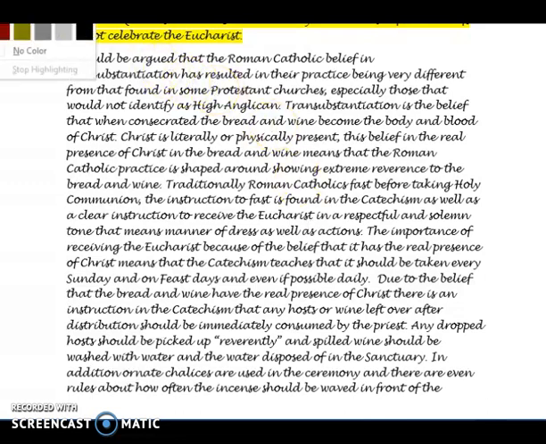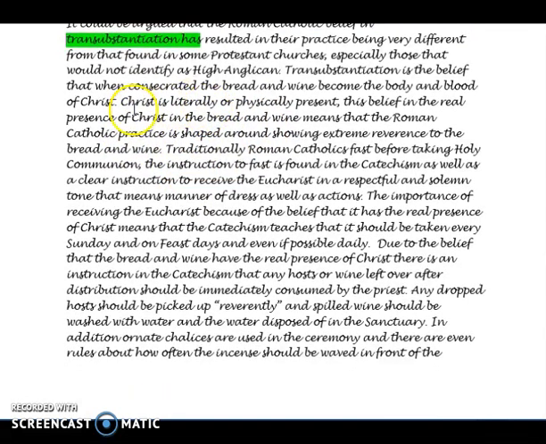So my first key term that I am using is transubstantiation, and I'm saying because Roman Catholics believe in transubstantiation, they celebrate the Eucharist in a particular way. And so, for example, they think that the bread and wine have a real presence. That's a key term there for Roman Catholics. They have the real presence of Christ. And so the Eucharist is very much shaped around showing extreme reverence to the bread and wine.